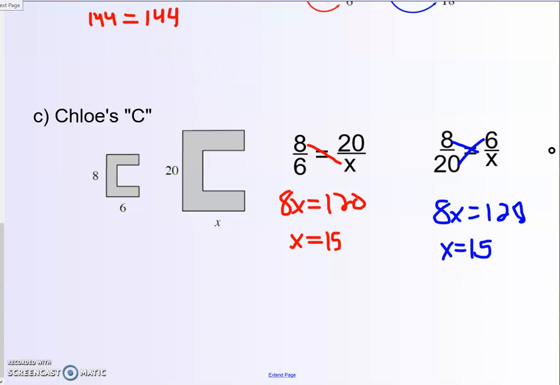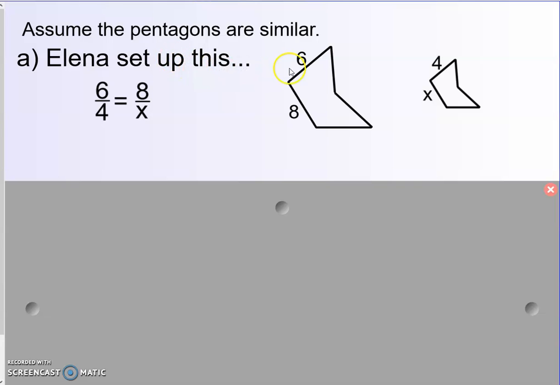Let's take a look at one more problem set together. And we're told that these two five-sided figures, these two pentagons, are similar. And Elena set up this proportion. She is comparing 6, which is this piece, to 4, which is the corresponding piece. So big top piece to big top piece over here. And in the bottom, on the right side, she compares 8 to X. And the question is, is that correct?